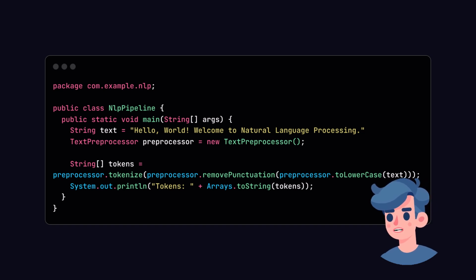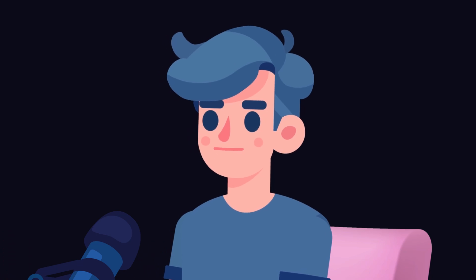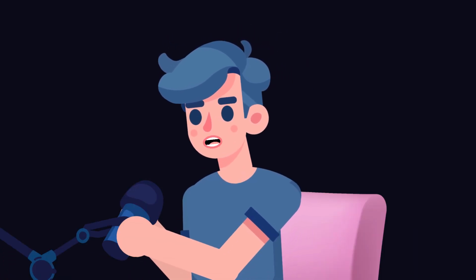Let's implement these methods in our main application class. Let's run our application to see the output. You should see the tokenized words printed in the console.